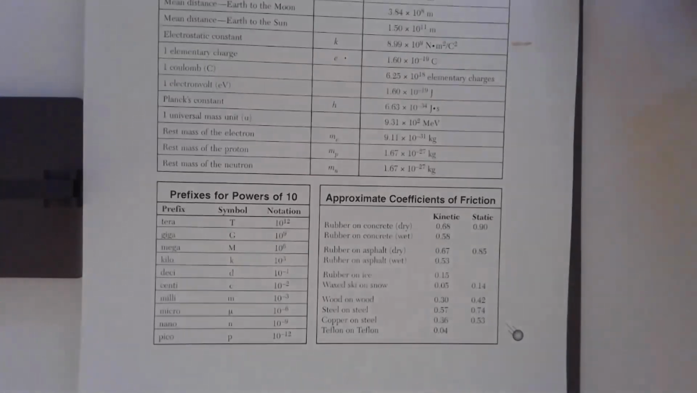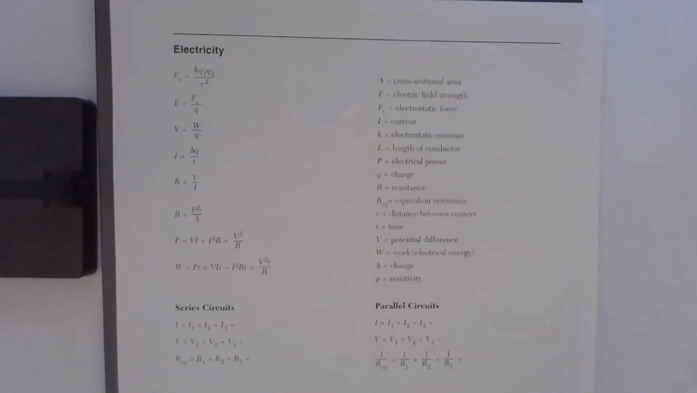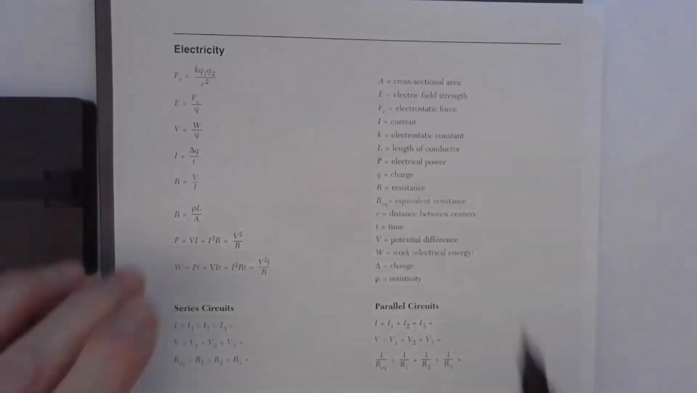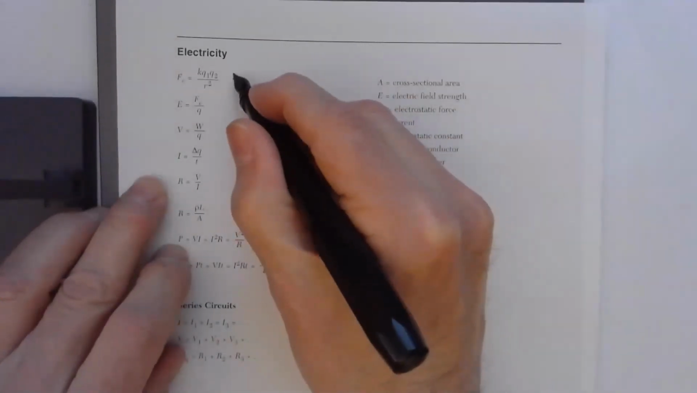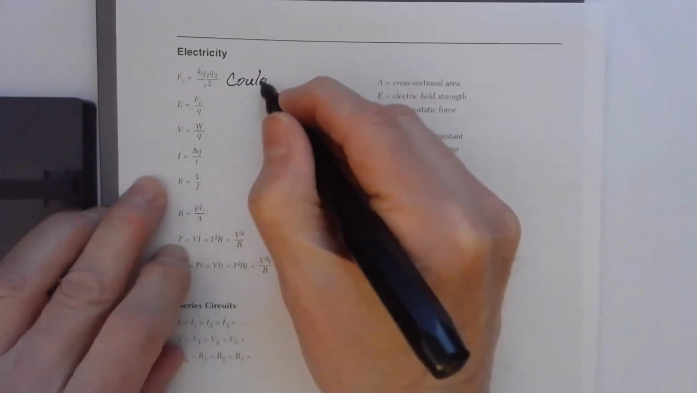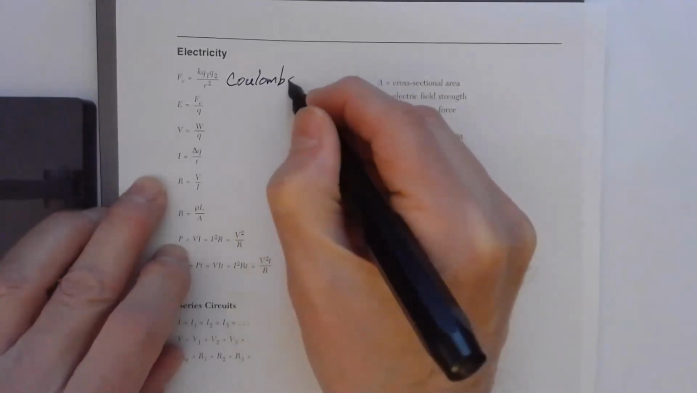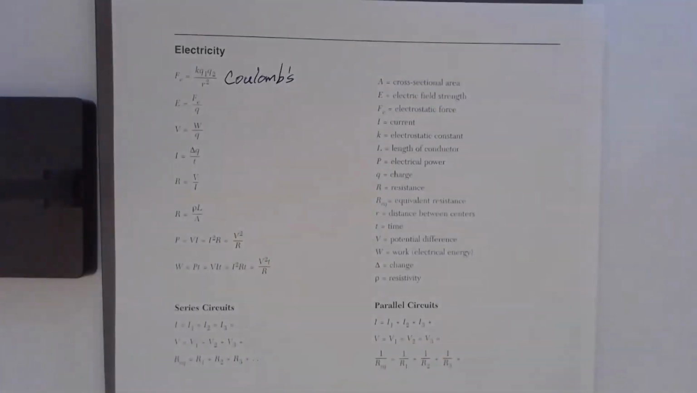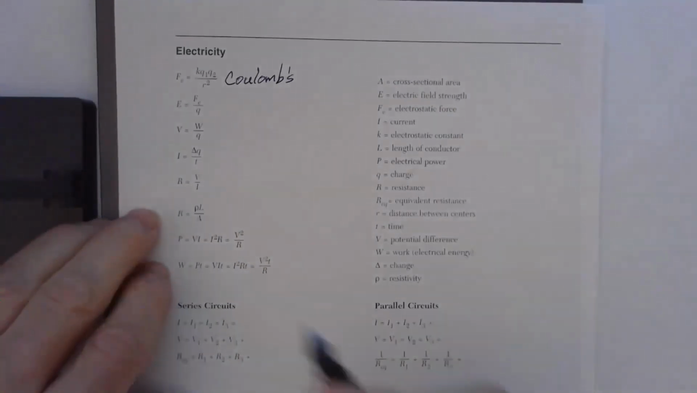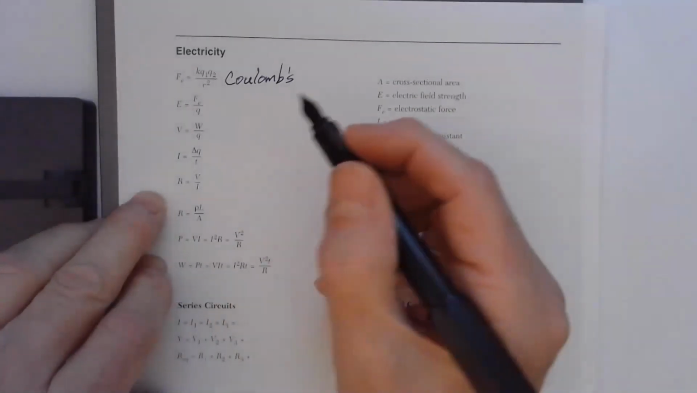Now the formulas. Inside your reference table, in the electricity section, we have the formula that we've used and the new one for today. This is called Coulomb's law. This, Hooke's law, and Newton's law of universal gravitation are the only ones that really have names that we need to know right now. There's another one coming up.